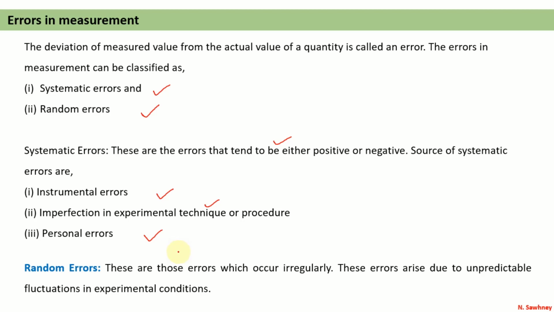taking observations. Random errors. Random errors are those which occur irregularly. These errors arise due to unpredictable fluctuations in experimental conditions. They are irregular with respect to sign and size. So, using high precision instruments and improved techniques, error can be reduced. Also, by repeating the observation several times and taking its arithmetic mean, we would be very close to the true value.